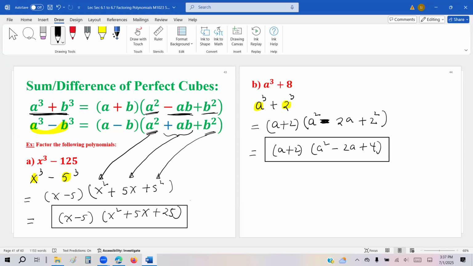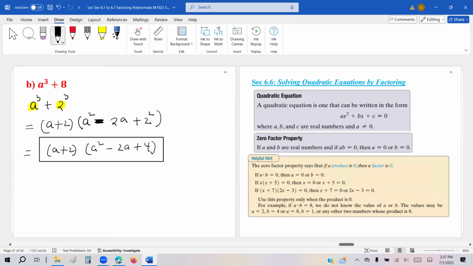We don't use the cubic much in lower level math, but if you take calculus 2, 3, these are helpful. We use cubic functions. Any question on any of these? Wow, we are done at 6.4.